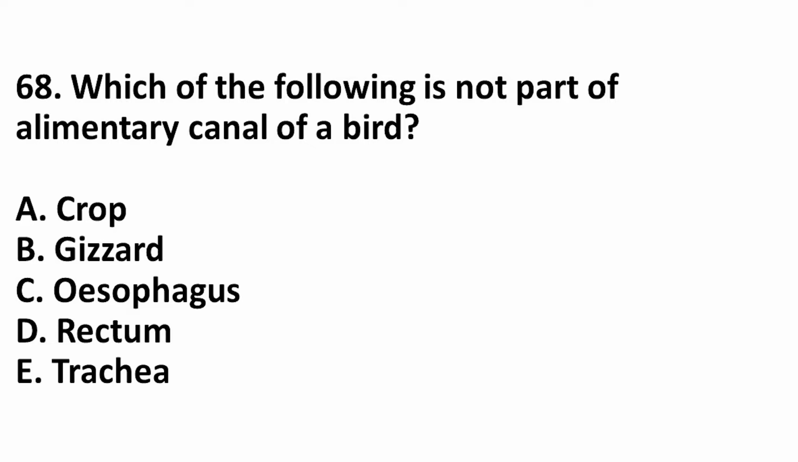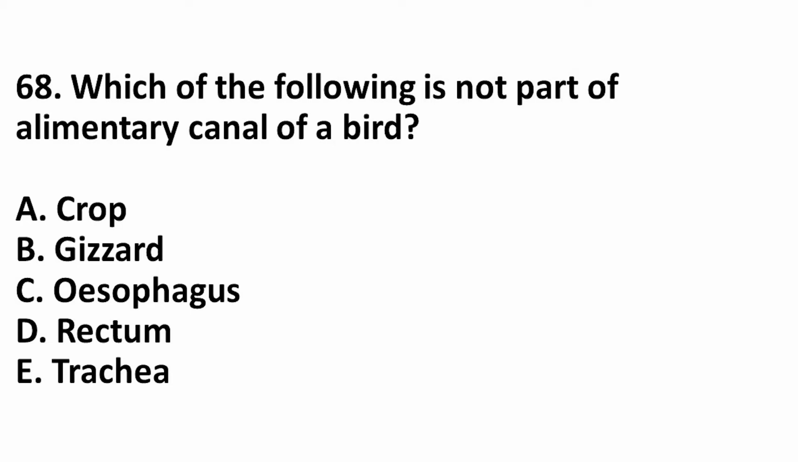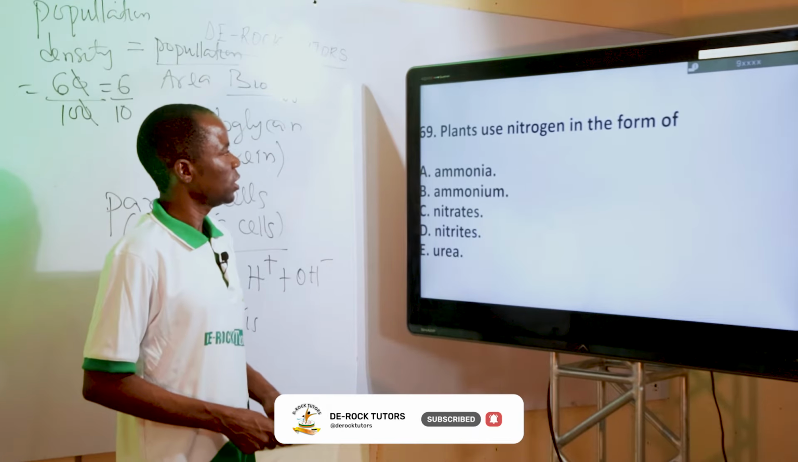Which of the following is not part of the alimentary canal of a bird? Now looking at the options, the correct answer is trachea. Trachea is not part of the alimentary canal. Instead, trachea is part of the respiratory tract of an organism. So for number 68, the correct answer is definitely option E, trachea. Let's go to number 69.